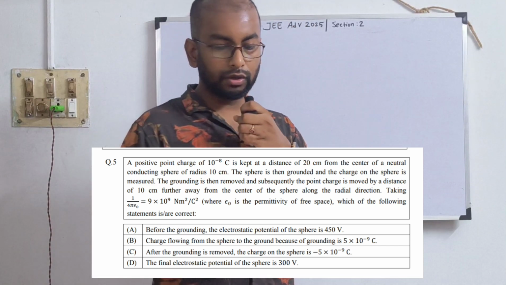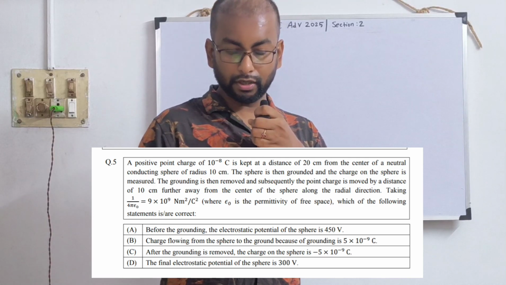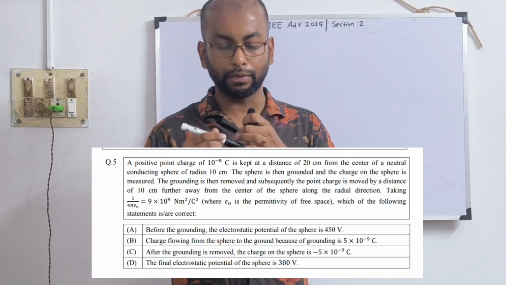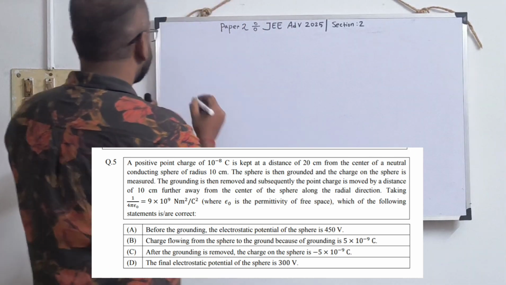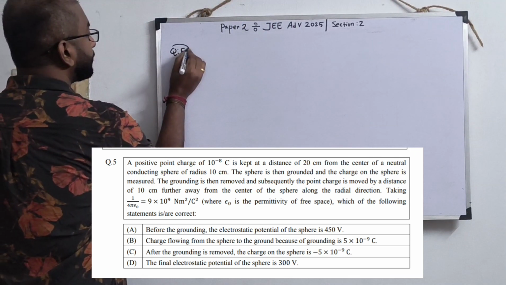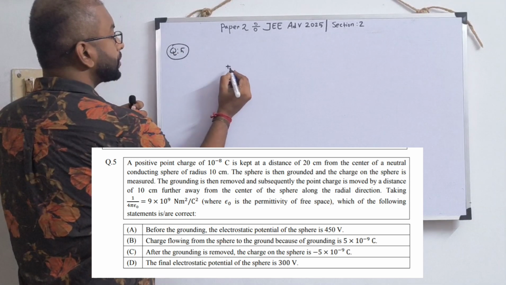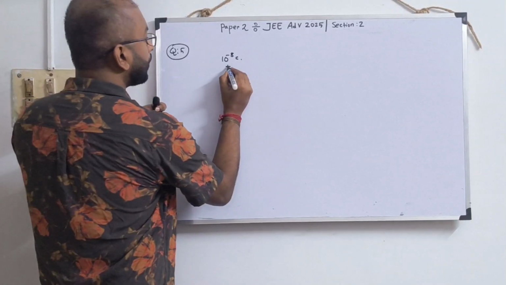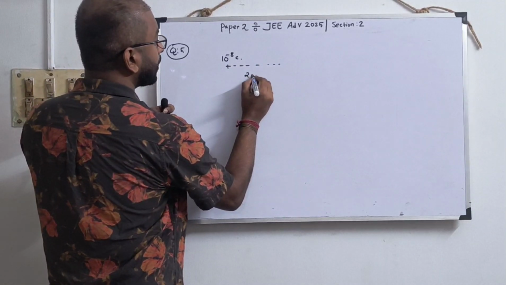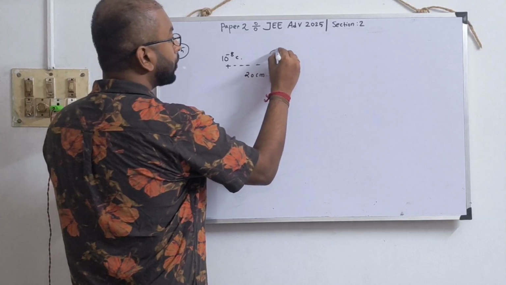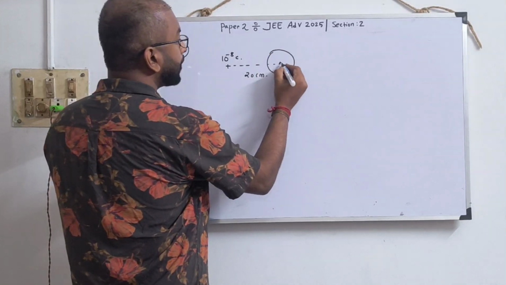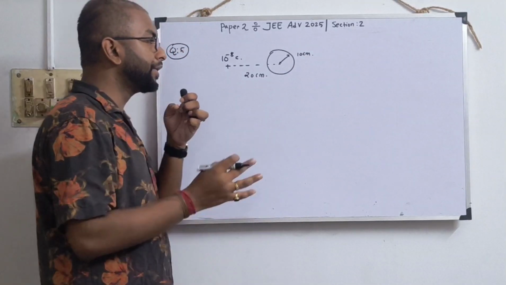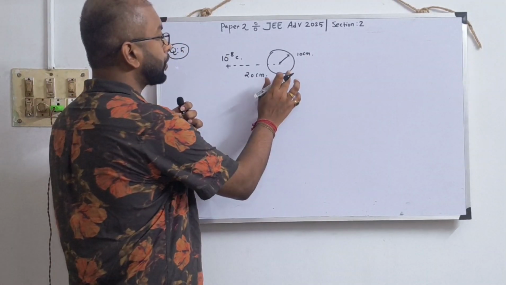So first we will draw one positive point charge of 10 to the minus 8 coulomb. We'll draw the simple diagram and then we'll see what happens. There is one point charge of 10 to the minus 8 coulomb. 20 centimeter away, there is one hollow sphere of radius 10 centimeter. Initially nothing is grounded. So I have to find out what is the potential here.